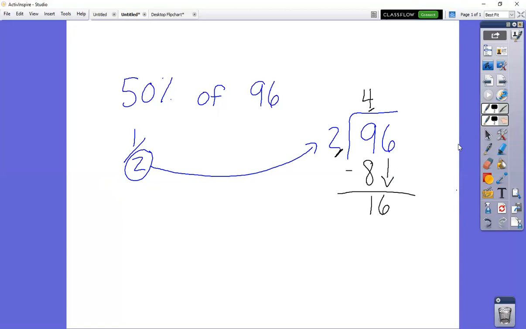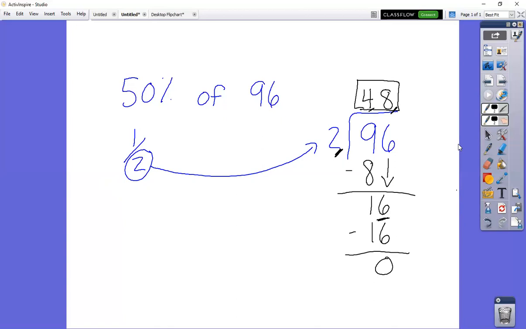Can 2 go into 16, or 16 divided by 2? What is that? 8. So I'm going to put my 8 up there. 8 times 2 is 16. Subtract, 0. So my answer is 48. So 50% of 96 is 48, or 1/2 of 96 is 48.